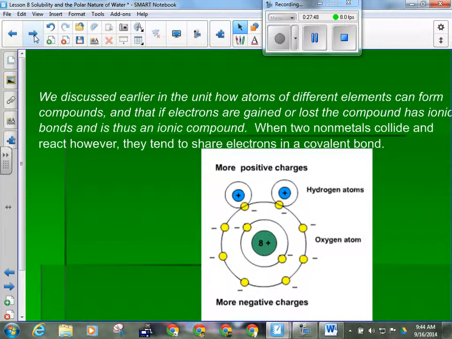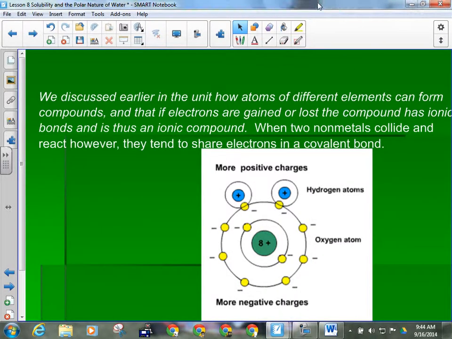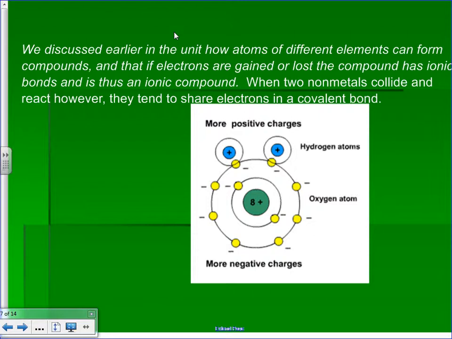All right, now we're going to talk about water and the polar molecule stuff here. Earlier in the unit we talked about how atoms of different elements can form compounds. Electrons are gained and lost, and sometimes electrons are shared. Well, in water they're shared. Hydrogen and oxygen share their electrons.